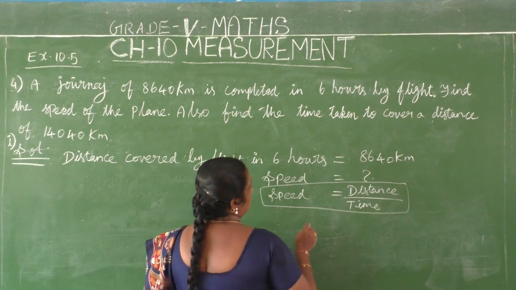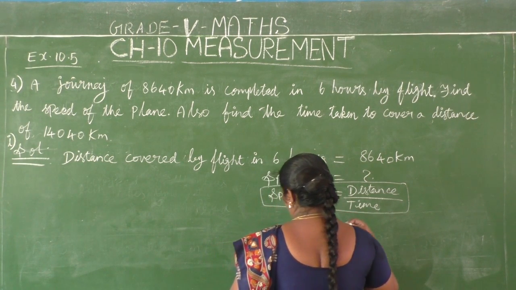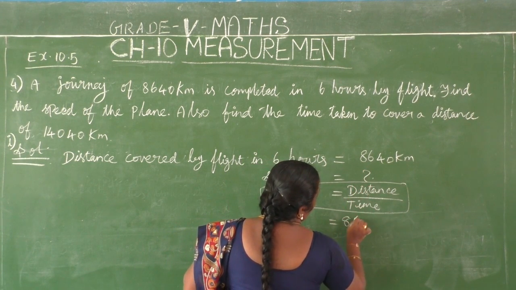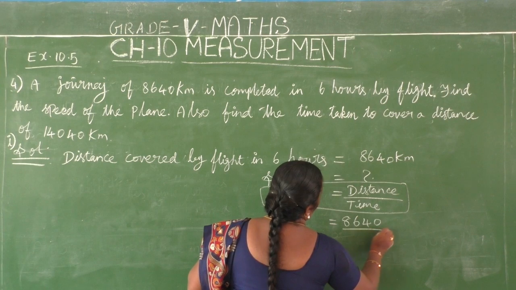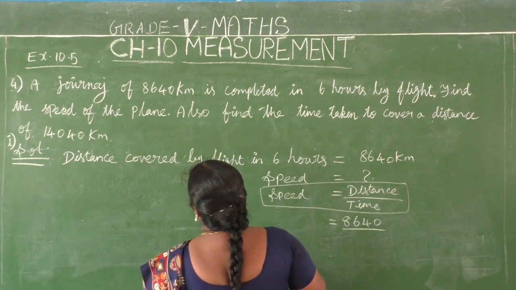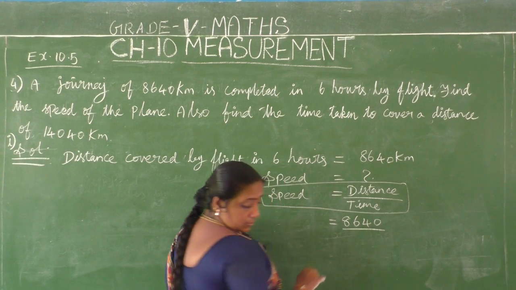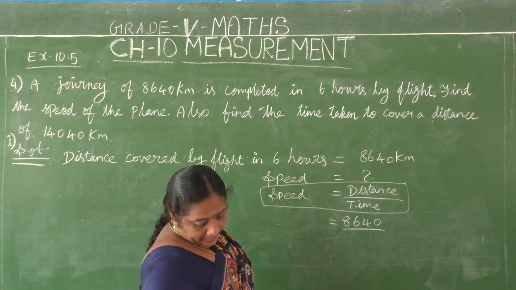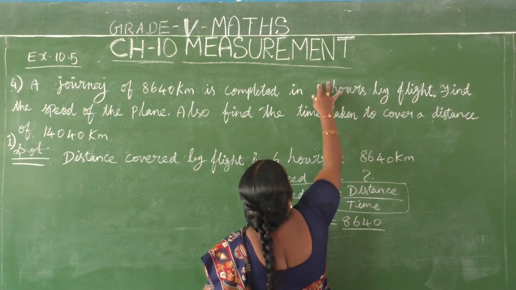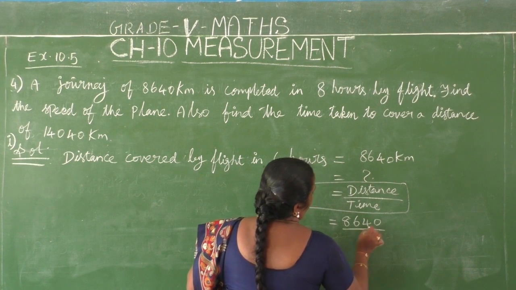Okay, what is the distance? This space is enough. So what is the distance, ma? 8,640 by timing. What timing they gave? 6 hours or 8 hours, ma? 8 hours, sorry, I wrote here wrongly. 8 hours, not 6 hours. So by 8 hours.